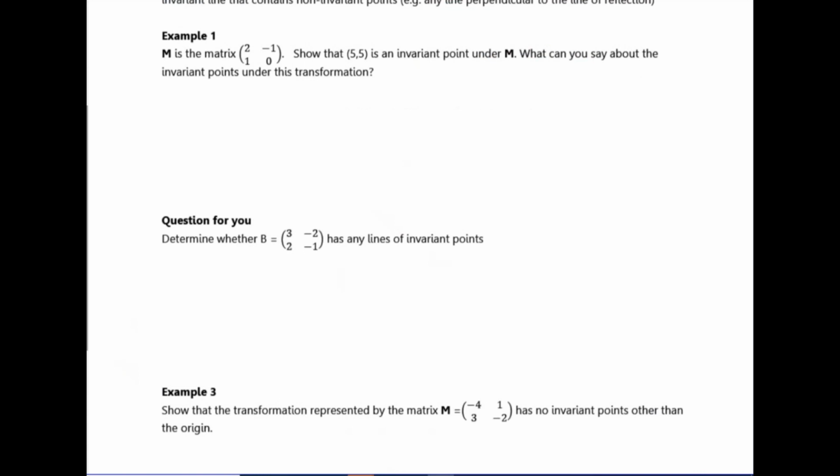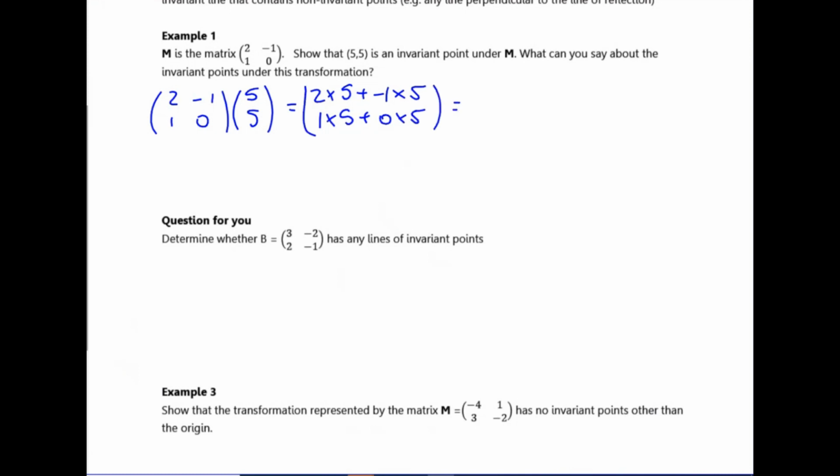This first question here. So we've got a transformation matrix 2 minus 1 1 0. It says show that 5 5 is an invariant point under M. So we're going to take this matrix, multiply it by the point 5 5, and if it's an invariant point, we should get 5 5 out. With it being a show that question, I am going to show the calculations. So doing this matrix multiplication, I do the first row times the column. So 2 minus 1 times 5 5. 2 times 5 plus minus 1 times 5. And then for the second one, I do the second row times the column. So 1 times 5 plus 0 times 5.